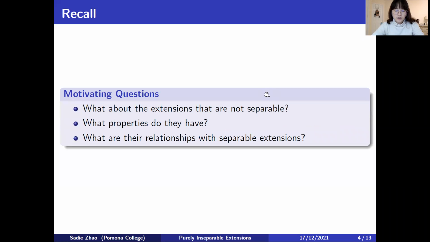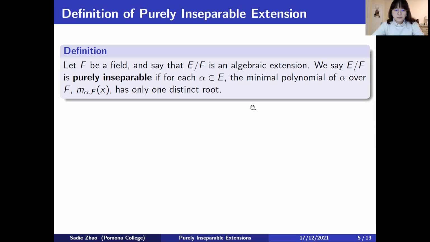And here are some motivating questions. So what about the extensions that are not separable? What properties do they have? And what are their relationships with separable extensions? So we first define what is a purely inseparable extension.